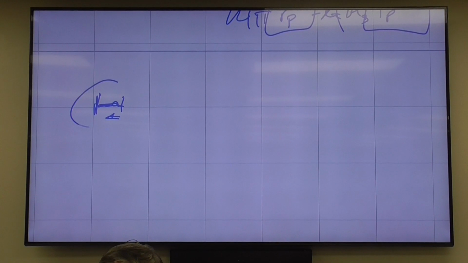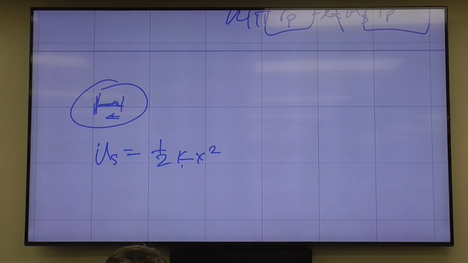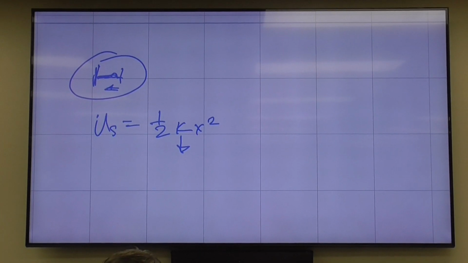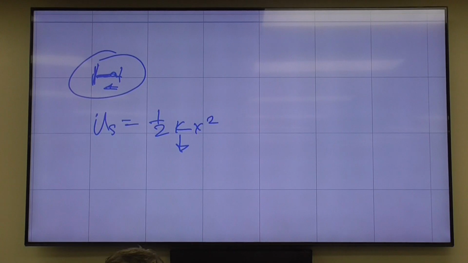I'm going to compress a dart a certain distance. What type of energy am I going to store? Spring potential, which is 1/2 kx squared. K has to be in units of the spring constant, which has units of newtons per meter.